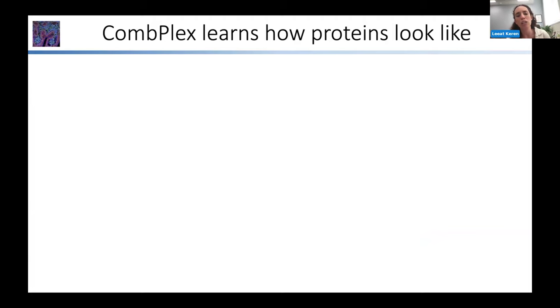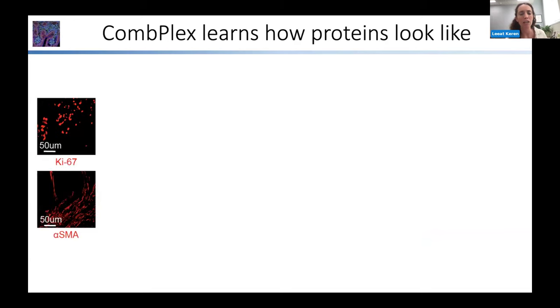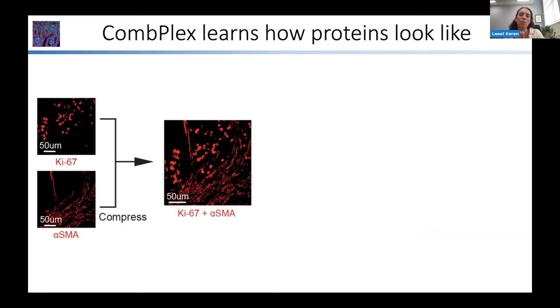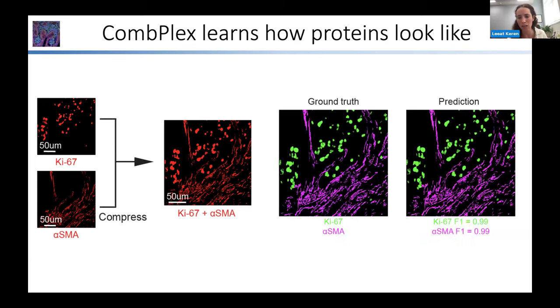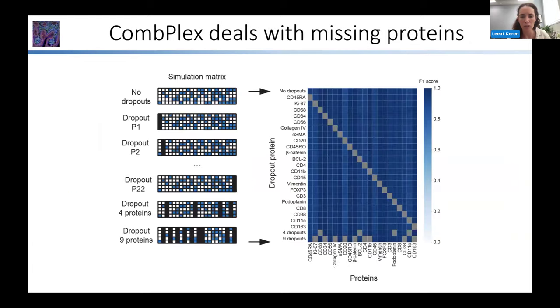We've also seen, which is really nice, and this is the last thing I'll show, that COMPLEX learns how proteins look, okay? So we did the mental experiment that I've shown you before. We took two proteins, Ki67 and smooth muscle actin, that look very different. And we've generated composite images of just the two of them, okay? So here the network really doesn't have anything else. It doesn't have co-expression. It really needs to learn how these proteins look. And it does a very, very good job in predicting them, meaning that it really has now a grasp of how these proteins should look, where they're expressed in the cells, how abundant they are, etc.